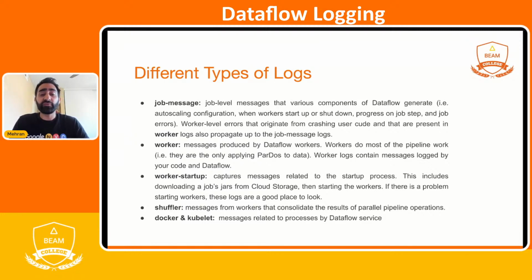You'll also see a few logs on worker startup. This is capturing messages that are related to the actual startup process. So if your job is having problems downloading jars from Cloud Storage or some of the dependencies associated with your job, you might see the logs there as a starting point to look at. Shuffler will include messages from workers that consolidate the results of parallel pipeline operations. And then lastly, Docker and Kubelet are some of the messages related to the processes run by the Dataflow service that are occurring on the machine itself.